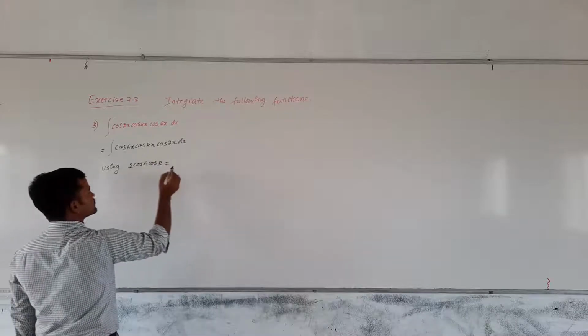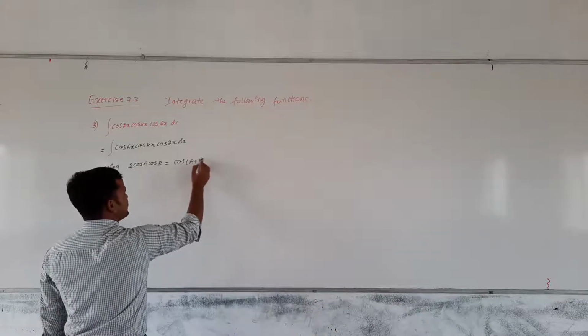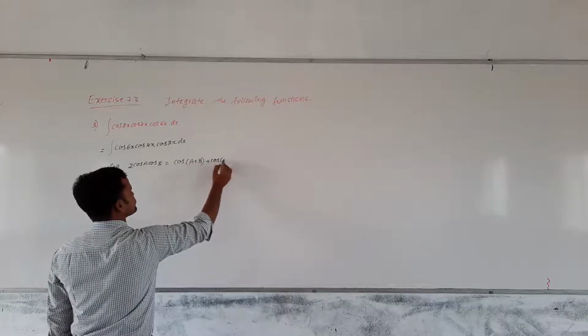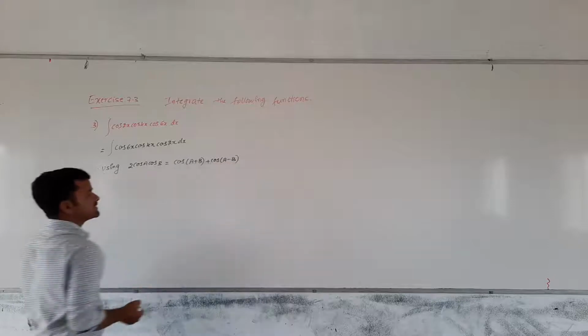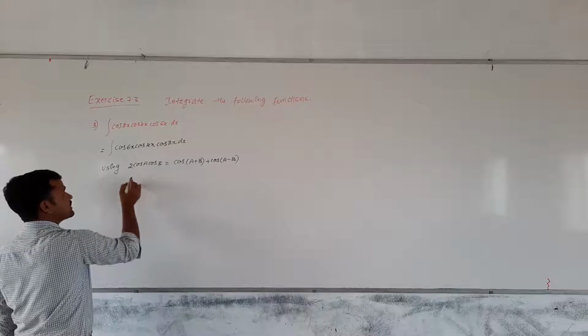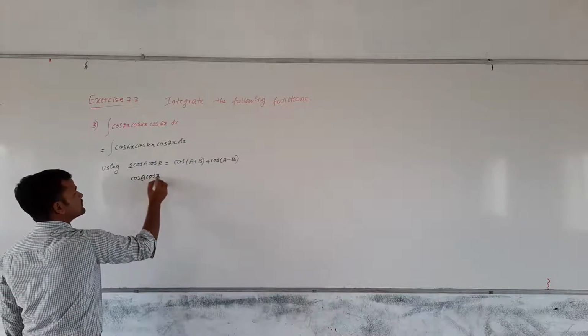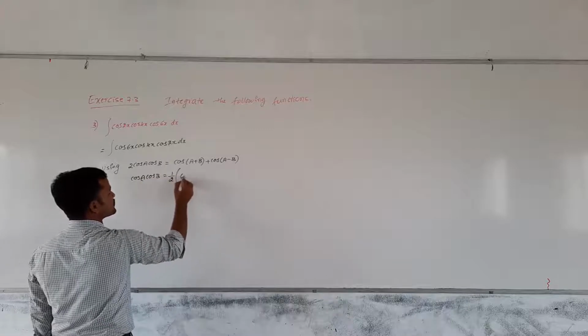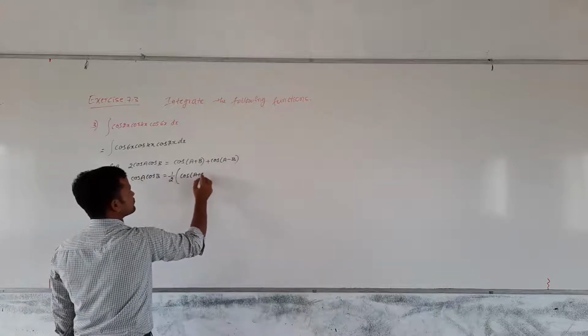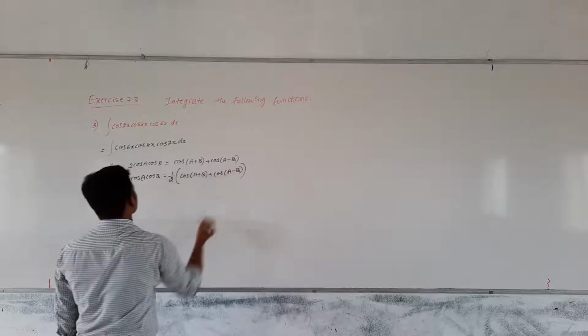2 times cos A into cos B is cos of A plus B plus cos of A minus B. This is the formula what we know. Using this formula, cos A into cos B is equal to, we can write, 1 by 2 times cos of A plus B plus cos of A minus B.